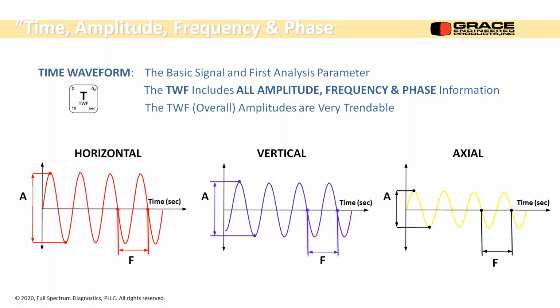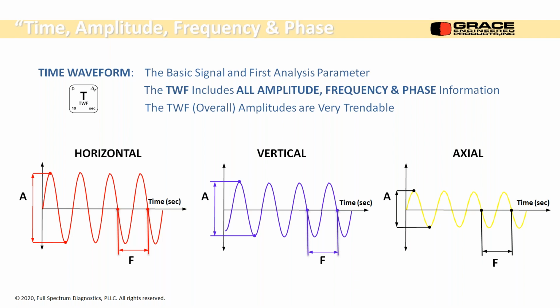Time waveform, the basic signal, first analysis parameter. Time waveform includes all amplitude and frequency and phase, sort of. We'll get there in a second. The overall amplitude's very trendable. So what we're seeing here is the output of a triaxial accelerometer. So we have horizontal, vertical, and axial simultaneously. The interesting feature as far as what we're concerned with right now is tracking the amplitude. So I have a horizontal amplitude, vertical amplitude, axial amplitude, and I'll have 3 different trend lines that I can run statistics on.